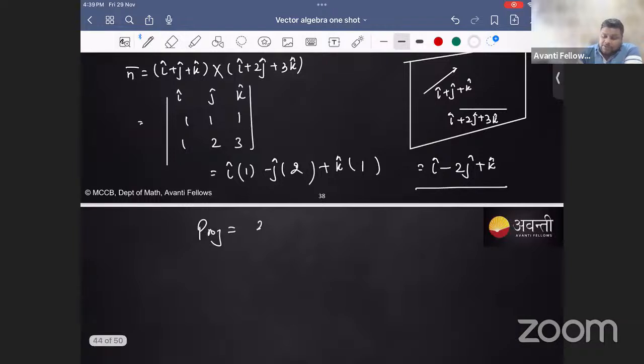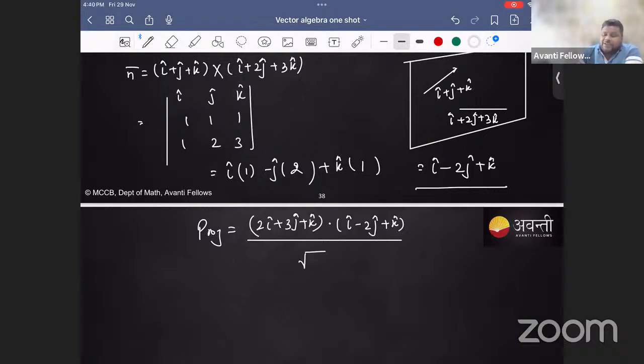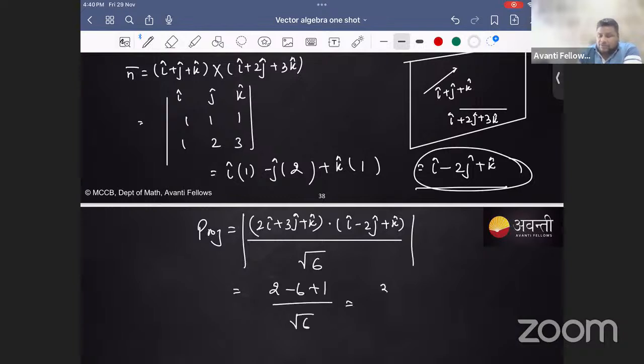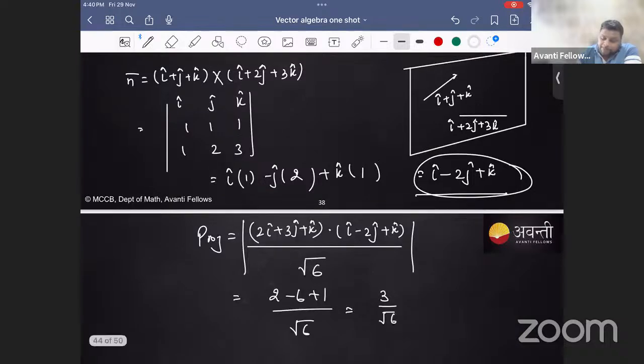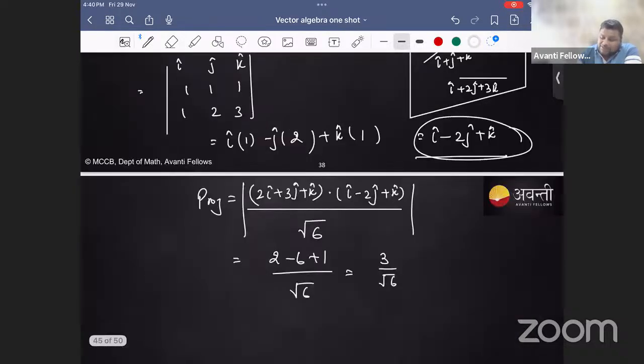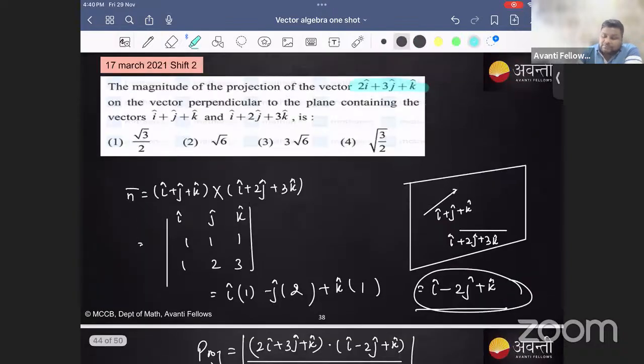2i cap plus 3j cap plus k cap dot i cap minus 2j cap plus k cap upon the magnitude of the vector on which projection is being taken, means the magnitude of this. So this will be 2 minus 6 plus 1 upon root 6. So it is 3 by root 6. 3 by root 6 is basically under root of 3 by 2. So fourth is the correct answer. Am I correct? And this is a very simple question, very simple.